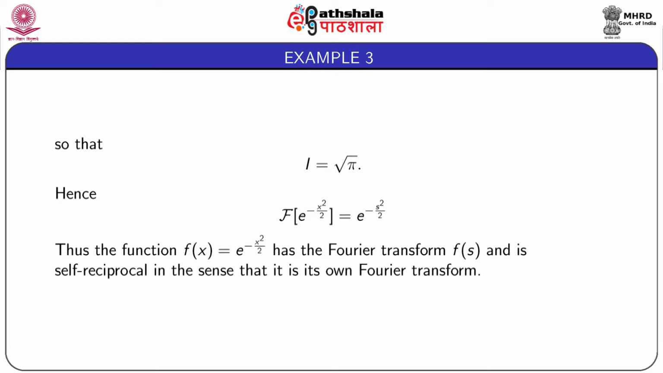So, it is interesting to know that the function f x equal to e to the power minus x square by 2 has the Fourier transform capital F s which is equal to small f s, and this is self reciprocal in the sense that the function is its own Fourier transform.